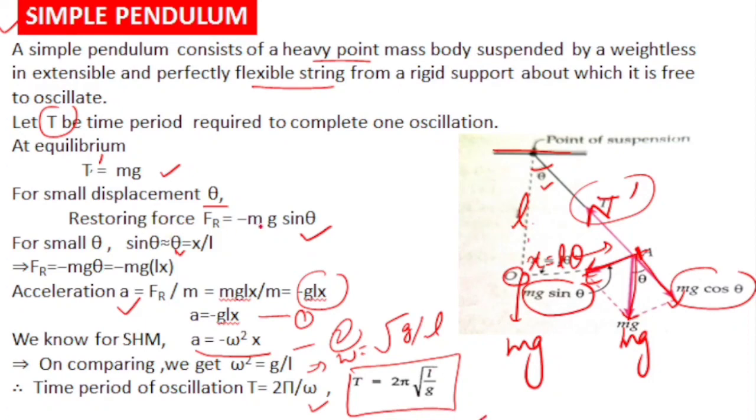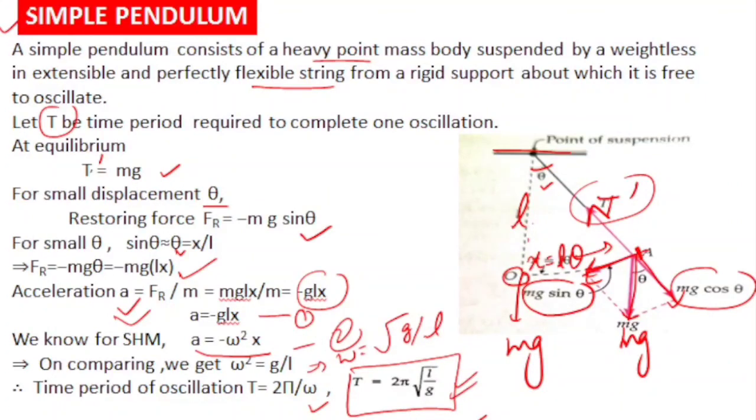Simply, you find the restoring force, minus mg sin theta. For a small angular displacement, sin theta becomes theta and theta is x by L. You get the restoring force as this one. Now acceleration is force per unit mass, and in simple harmonic motion, acceleration is minus omega square x. When you compare these two, you get the time period as 2 pi under root L by g. So this is the case of the simple pendulum.